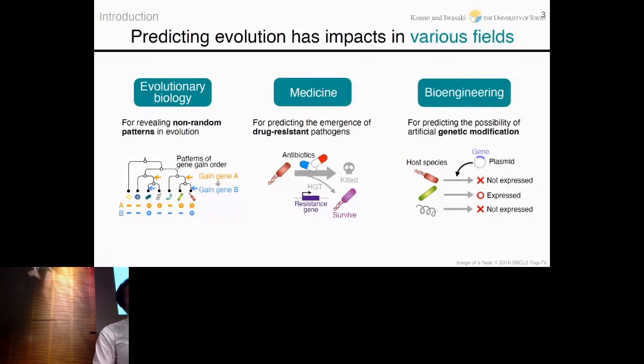So prediction of future evolution has impact in various fields. In evolutionary biology, predicting future is important for revealing what is stochastic and what is deterministic in evolution. And also in medicine, for predicting the emergence of drug resistant bacteria, which is very important in the context of public medicine. And also in bioengineering, predicting evolution is important for assessing whether synthesized genomes, synthesized bacteria, are stable or not in the context of long-term cultivation.